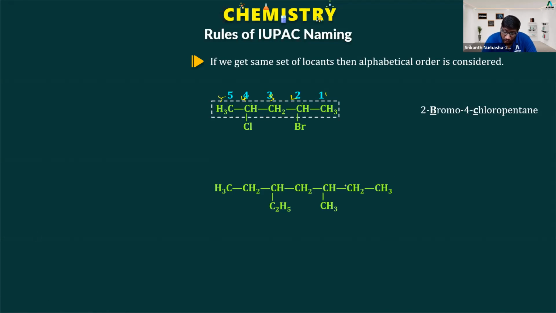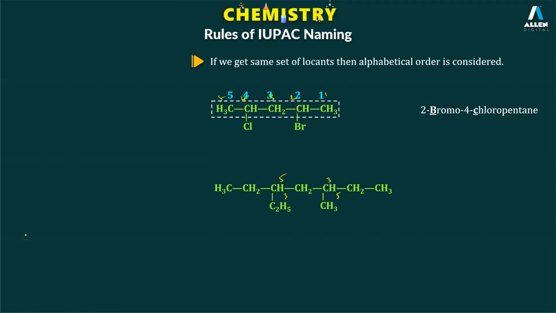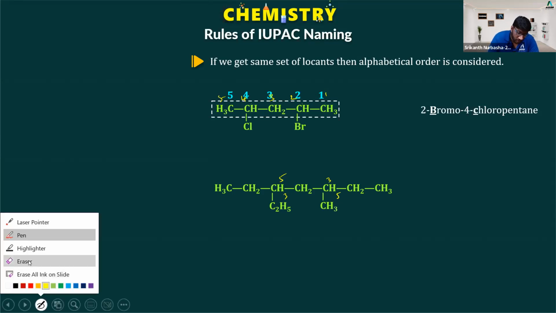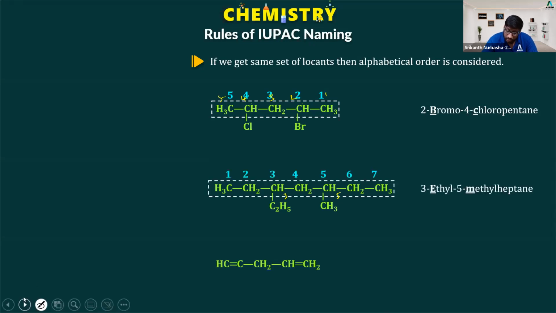If I give numbering 1, 2, 3, 4, 5, so I'm getting 3 and 5. If I give in this fashion 1, 2, 3, 4, 5, so 3, 5, 3, 5 are the sets. So we should be given the correct order. On the third position, you have ethyl here, 3 5, yes or no? On the fifth position, I have methyl here. So 3 should be given to the ethyl because based on the alphabetical order. So you can say 3 ethyl, 5 methyl heptane.